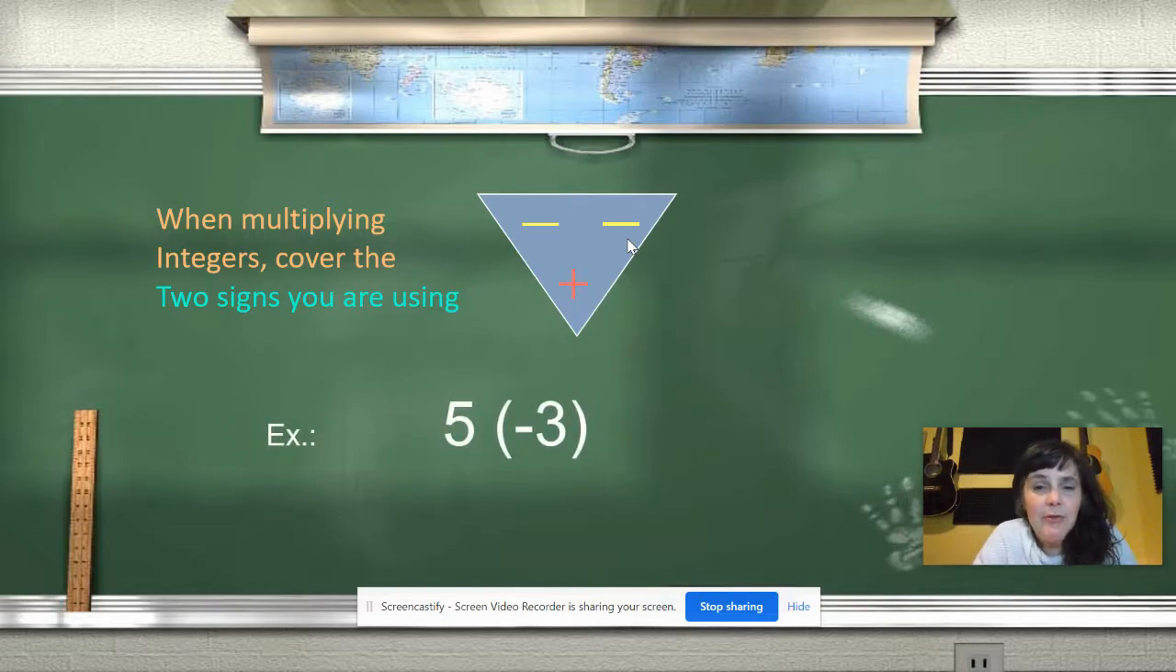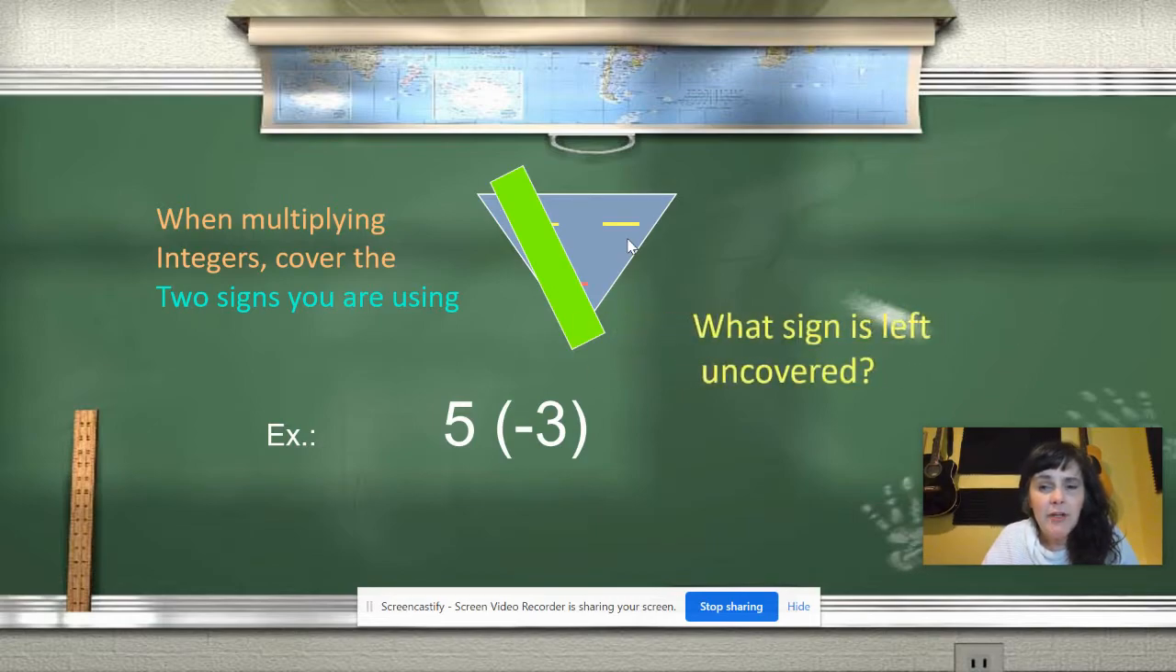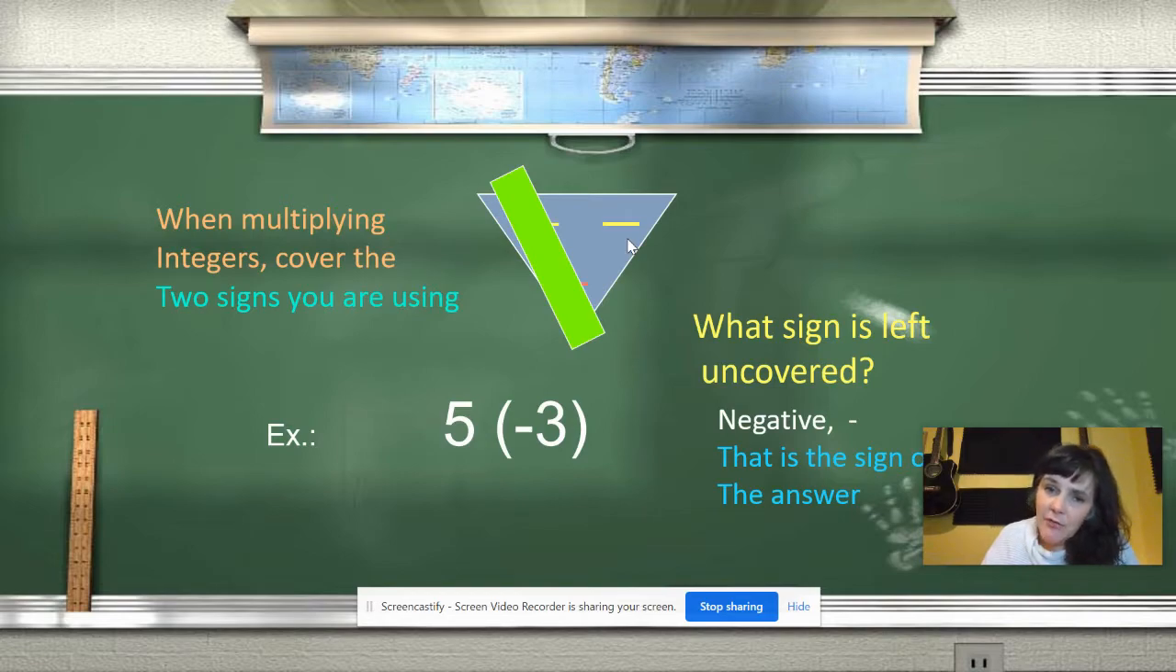So in our example, 5 times -3, my 5 is positive and my 3 is negative. So I'm going to cover up, literally cover up, a positive and a negative sign. And then whatever's left over, which is a minus, tells me what my answer will be, right? So I cover up the positive and the negative to match my +5 and a -3, and then whatever's sticking out over there, still showing up, tells me that my answer is -15.